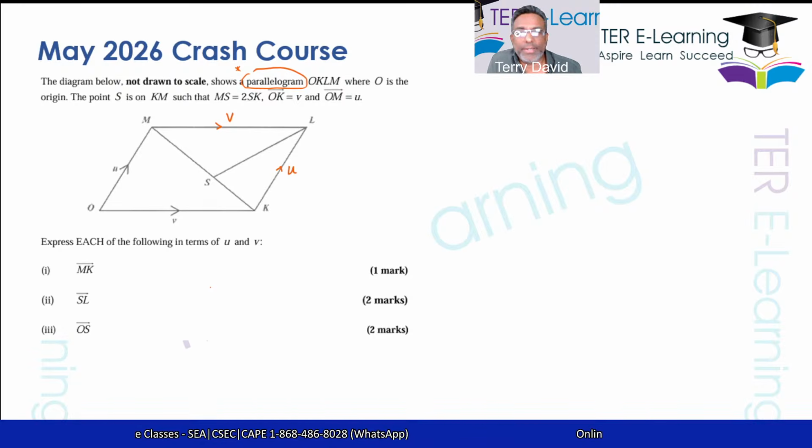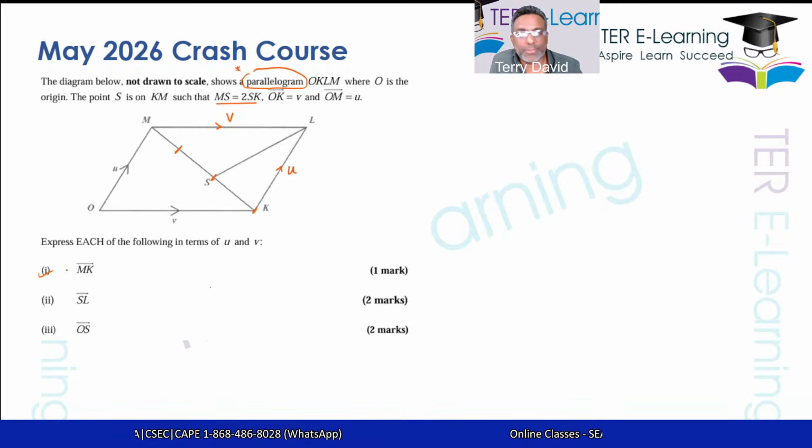Now the next thing here, they told us that the point S is on KM such that, so they're giving us a little relationship here now. So they said that MS is 2 times SK. MS is 2 times SK. Now from here to here, that's the length SK. Now MS is twice that length here. So that means that the whole line KM could be divided into 3 equal parts. That's basically what they're saying here.